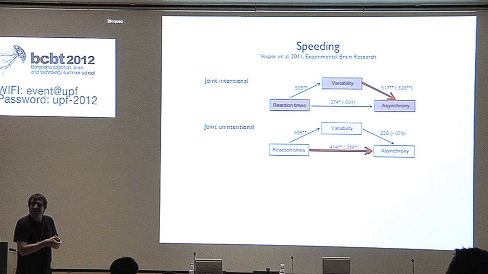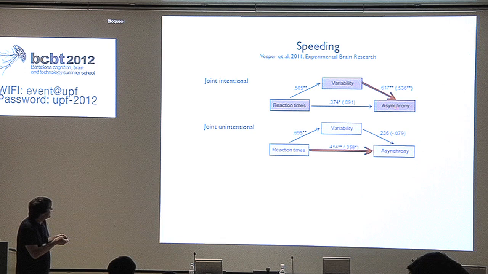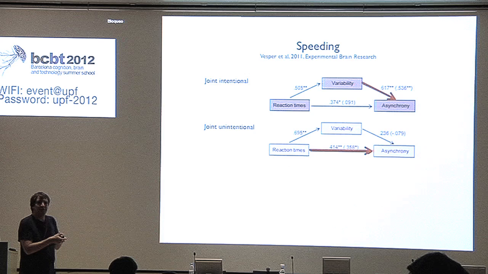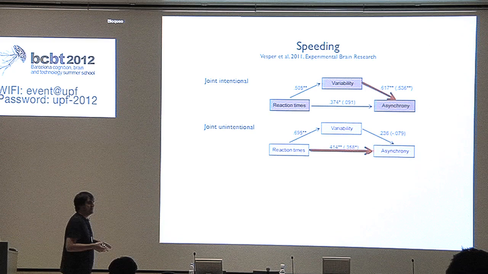Whereas in the upper graph, if you remove the correlation between variability and asynchrony from the correlation between reaction times and asynchrony, nothing remains. So it's really this route that starts to matter. I think this is also pretty clear experimental evidence that people actually use the speeding up strategy in order to achieve coordination.